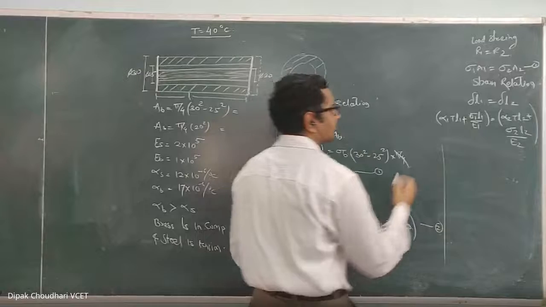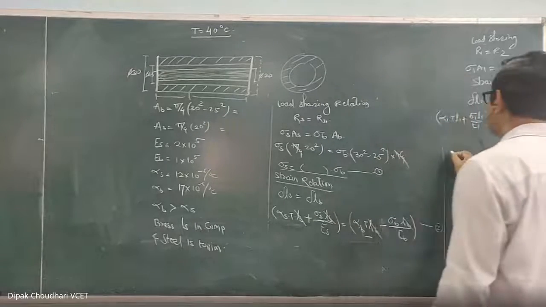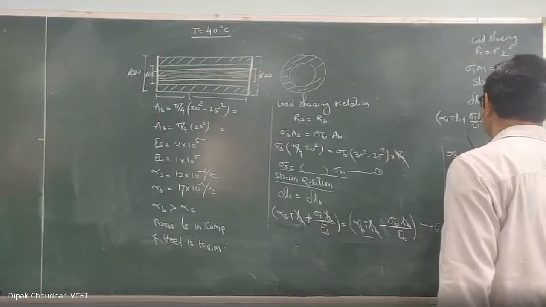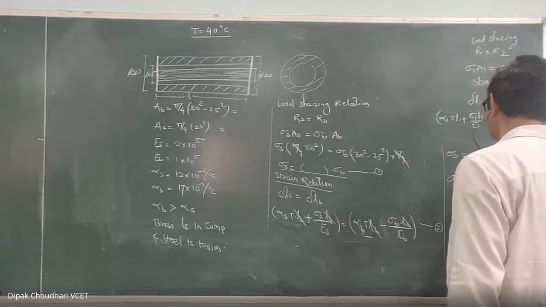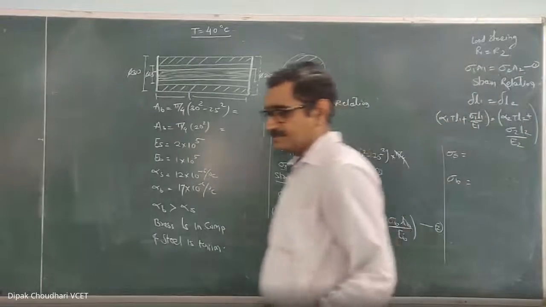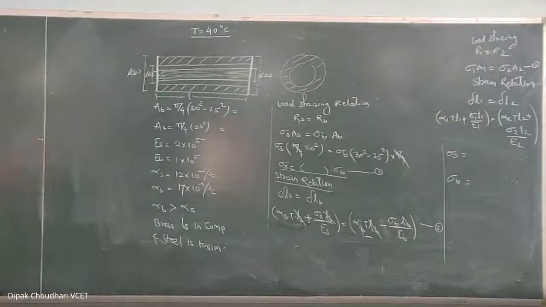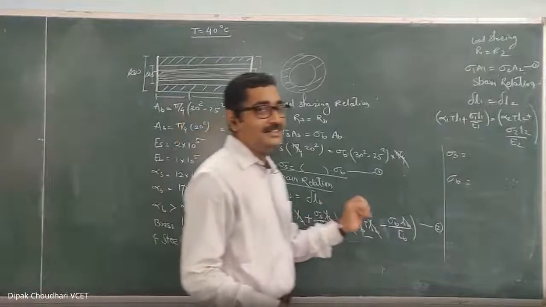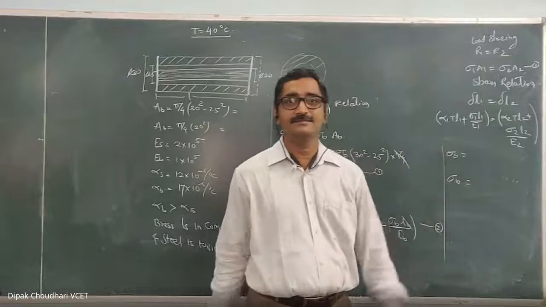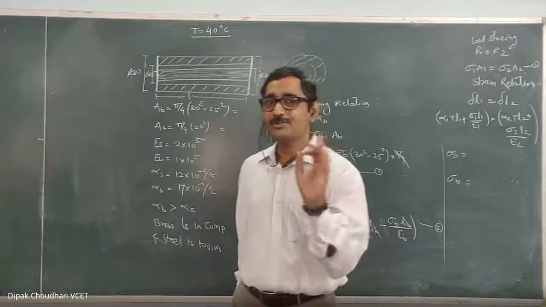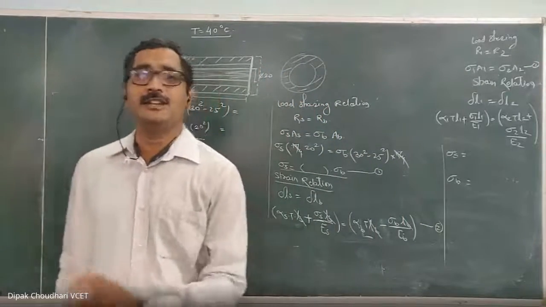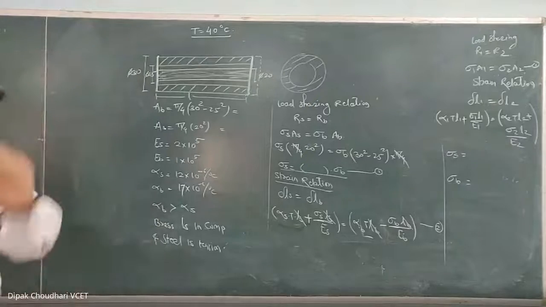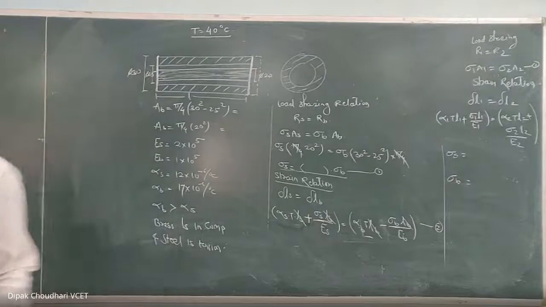Substitute the values, solve the sums and tell me the answer: sigma S and sigma B. I'll give you 2 minutes. Write down the answer and write it in the chat box. I will mark your attendance on the basis of that only. Even if it is wrong, write it there with your roll number.